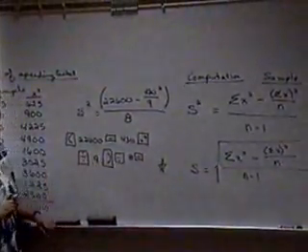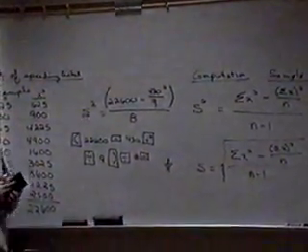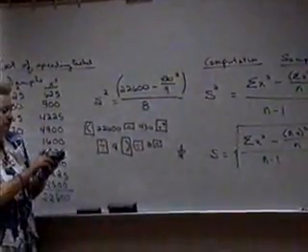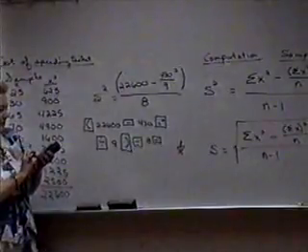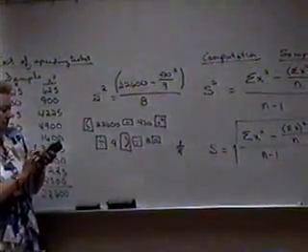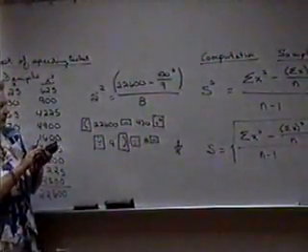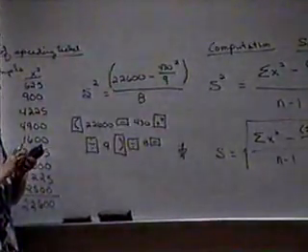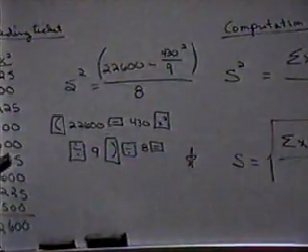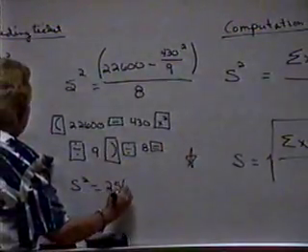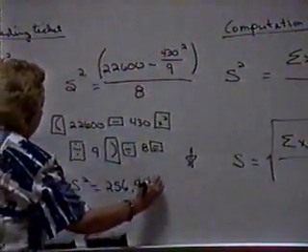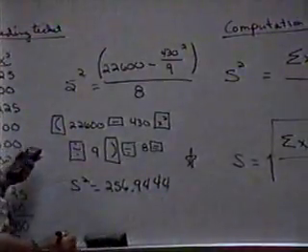If you don't put the parentheses in, you will not be getting the correct answer on your calculator. So I'm going to hit parentheses, 22,600 minus 430 squared, divided by 9, close the parentheses, divided by 8. So my variance is 256.9444.